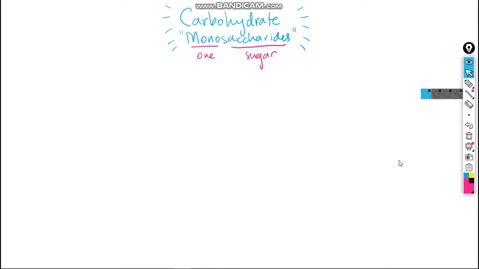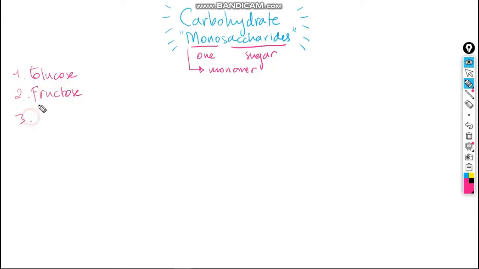There are several examples of sugars that we are going to learn, but I need you to get the idea of why these monosaccharides become a monomer. So this one is a monomer. Let's take a look at the examples of sugar. The first one is glucose. The second one is fructose. The third one is galactose. These are the biological sugars found in organisms.